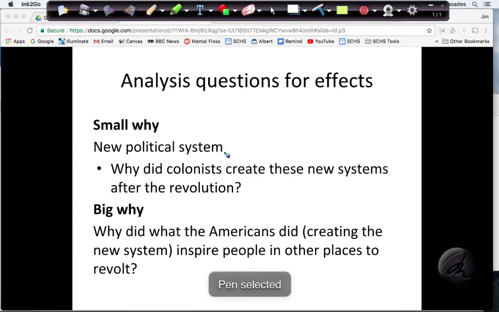So for my analysis, if I have a new political system, and again, that was the Constitution, the Bill of Rights, the things we talked about in the previous slide. For my small y, I'm just relating right to this evidence. Why did the colonists create these things? What was their thinking? Why have a Constitution? Why have a Bill of Rights? Why allow people to vote? And then for the big Y, I'm going to look big picture at the inspiration.